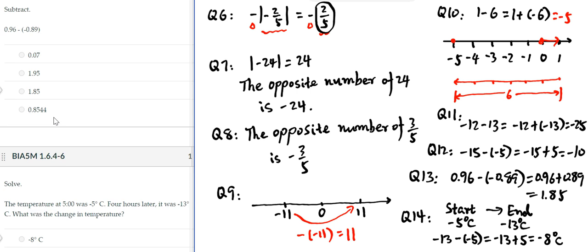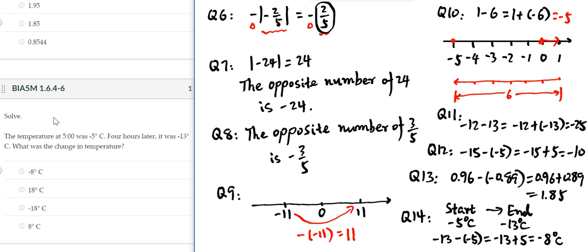Now, let's look at the last question. The last question, we were given that the starting temperature at 5 is negative 5 degrees Celsius. It's not Fahrenheit. They are different units. And then 4 hours later means it ends at negative 13 Celsius degrees. And we want to find the change.